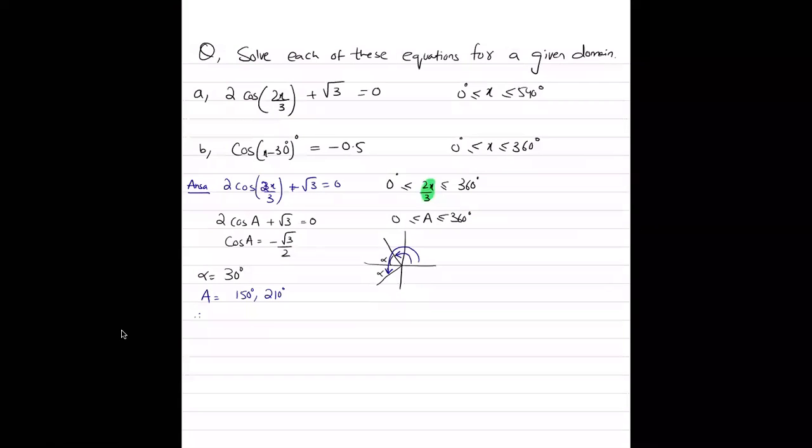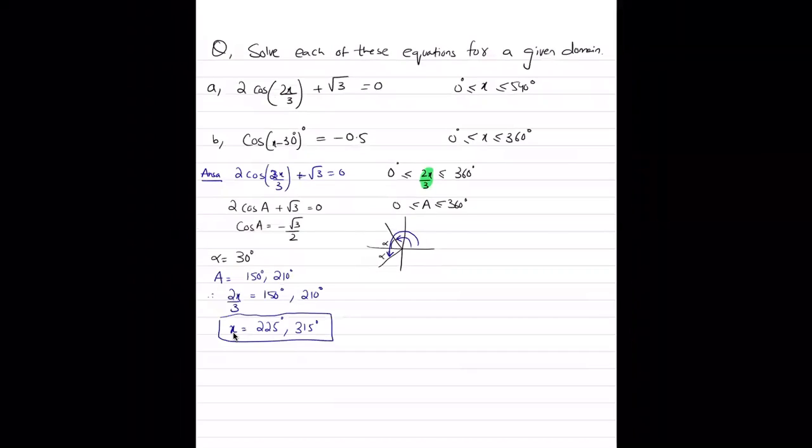Therefore, if A is 2x upon 3, so 2x over 3 is equal to 150 degrees and 210 degrees. So x is going to be equal to 150 times 3 divided by 2. So one of the angles should be 225 degrees, and 210 times 3 divided by 2 is going to be 315 degrees. Did you get the same answers? Yeah, sir, I got the same. Okay. Kashish and Renu, is there any query in this part of the question? No, sir.